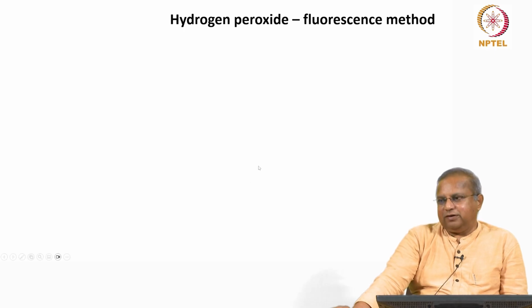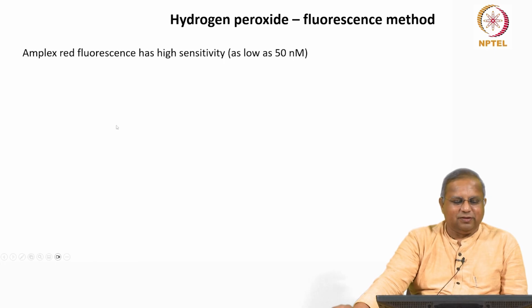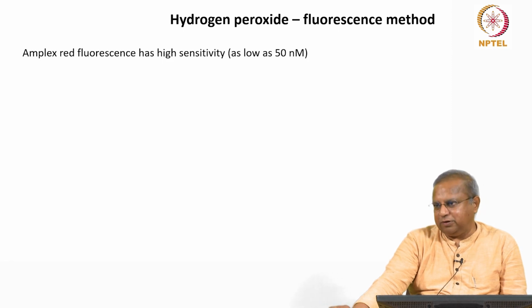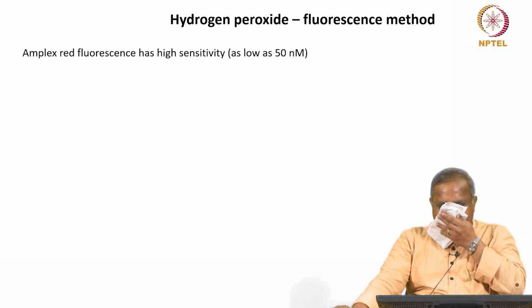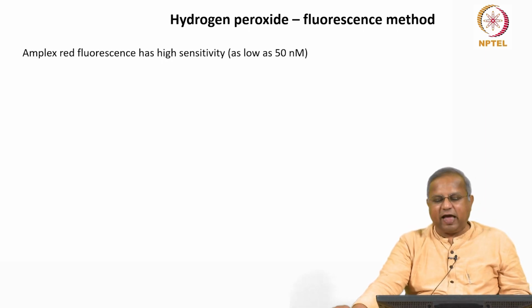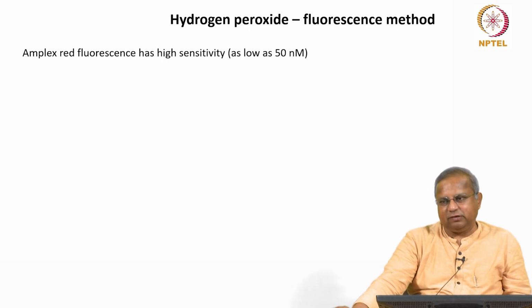Hydrogen peroxide, again, I will discuss only the fluorescent method and give you the other methods. Okay. There's something called Amplex red, which has a high sensitivity for hydrogen peroxide, which we have used earlier. And it can measure hydrogen peroxide concentrations as low as 50 nanomolar.